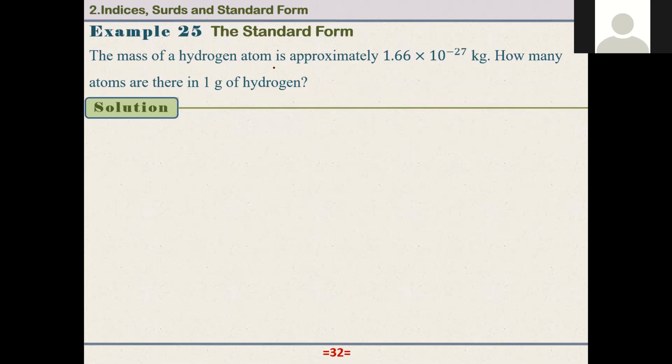The mass of a hydrogen atom is approximately 1.66 times 10 to the power negative 27 kg. Very tiny thing. Of course, we cannot see it. How many atoms are there in 1 gram of hydrogen? Okay, how do you solve this question?